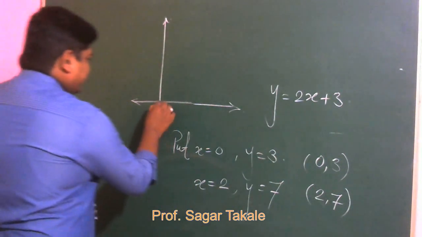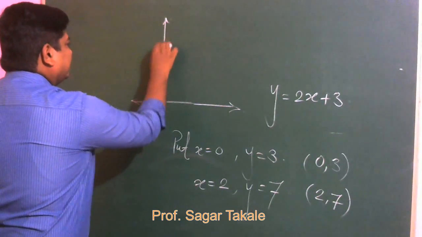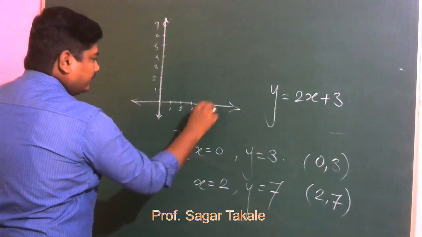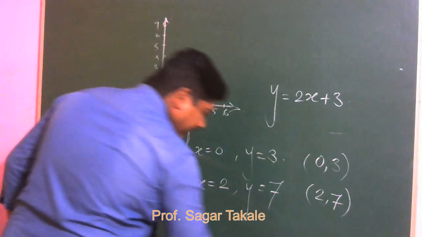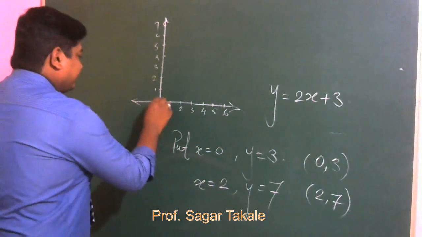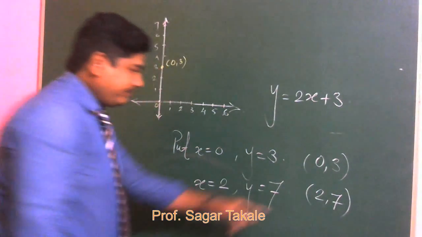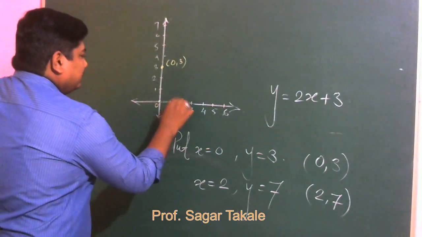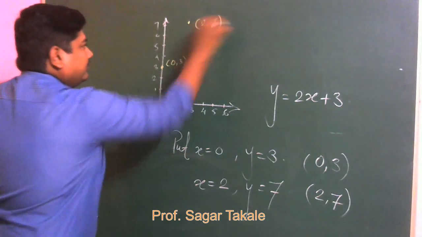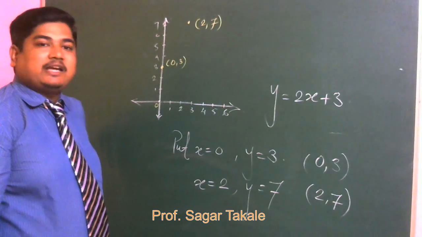Consider here it is (0, 3). For example, the axis is marked 1, 2, 3, 4, 5, 6, 7. I'll locate the first point. What is the first point we are having here? Yes, that is (0, 3). What is the second point? That is (2, 7), which will be here somewhere. Yes, exactly (2, 7). If I join these 2 points, I'll get a straight line.